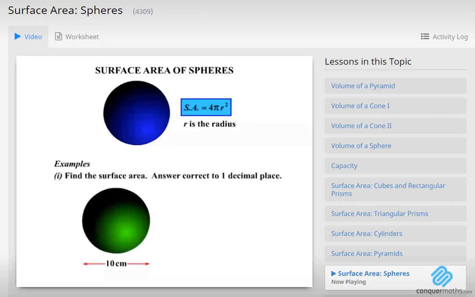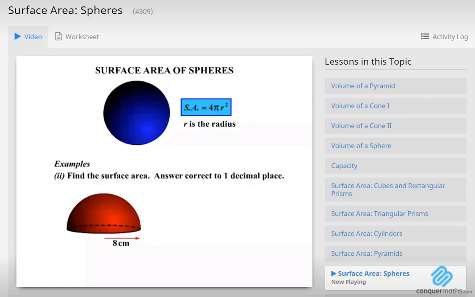We need to find the surface area and we're going to answer correct to 1 decimal place. Where our formula there, SA equals 4 pi r squared, the radius is squared. Well, we're given the diameter there, aren't we? So we need to halve that to find the radius, so we get the radius is 5. So substituting that in our formula, we get 4 pi multiplied by 5 squared. And when we calculate that, it works out to be 314.2. It's square centimetres because it's an area. We've rounded that off to 1 decimal place.